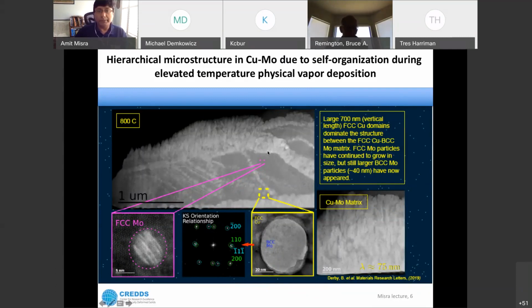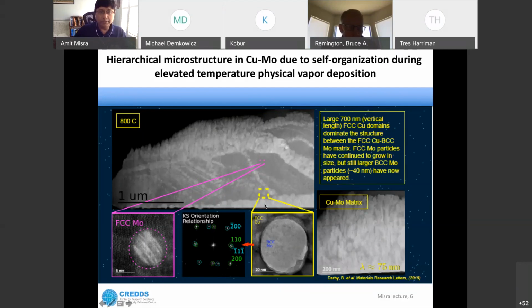One is the matrix that is shown here. The scale of composition modulation is about 75 nanometer. You see these stripes of brighter phase, which is moly here, and darker phase that is copper. And then these islands of copper that inside have these stringers of very fine precipitates of moly.